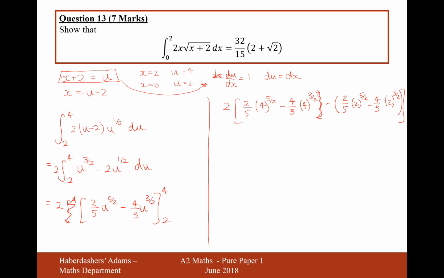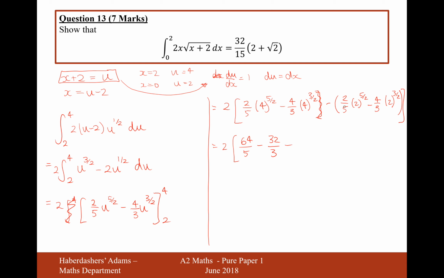Okay, let's just see how I'm getting on compared to my answer. I've got 15 as my denominator, I've got 5 and 3 on my denominators at the moment, so I think I'm along the right track. Let's now sort out what I've got inside the bracket here. So I've got 2 times, now 4 to the power of 5 over 2 is 32. Let's just do this on the calculator just to be sure. So 32 times 2 is 64, so it'd be 64 over 5. Minus, and then 4 to the power of 3 over 2 is going to be 8, so that's 8 times 4, which is 32, so it'll be 32 over 3.